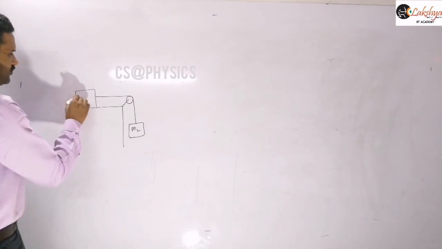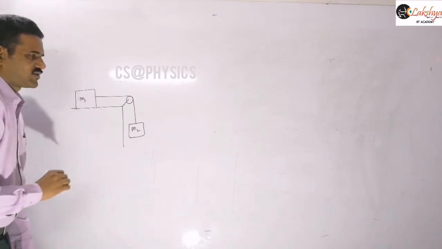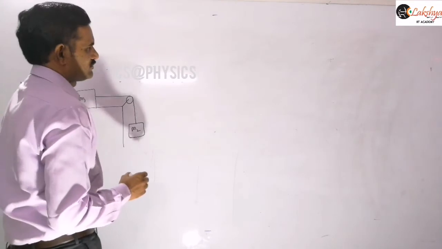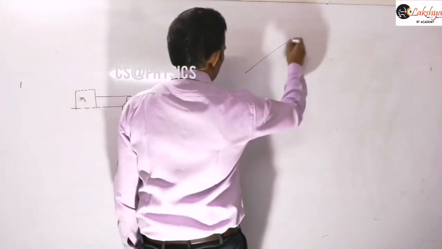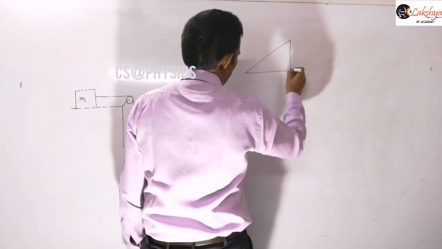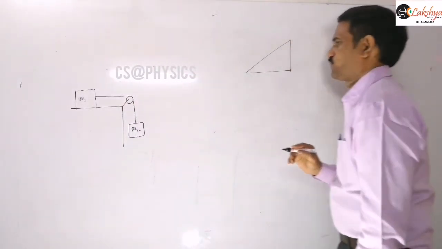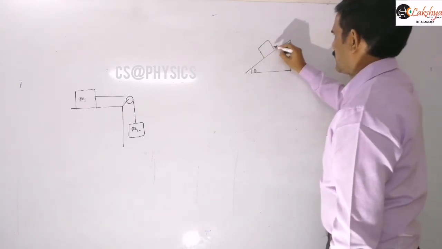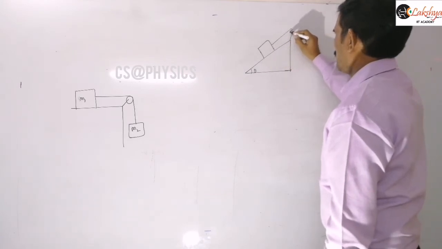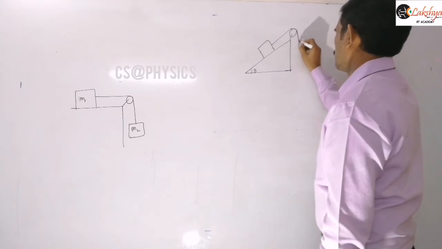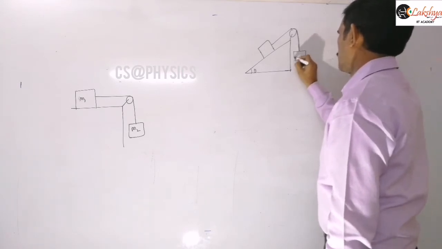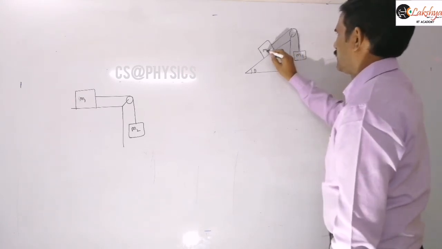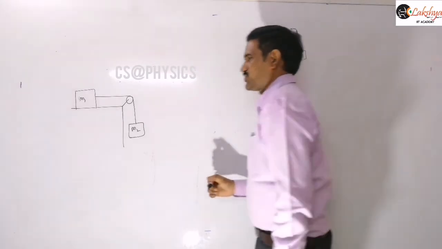Let us take this as M1 here. All the surfaces are smooth surfaces. Find the acceleration and the tension in the string. So let us take one block on this inclined plane, and the other block hanging like this. This is say M1 and this is M2. And you may consider some masses also, you will get it more easily.